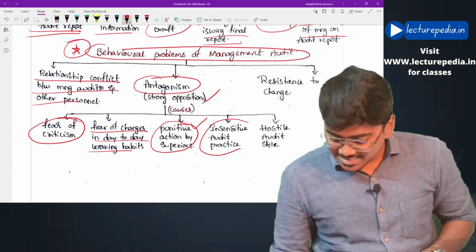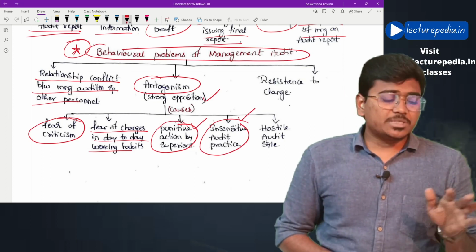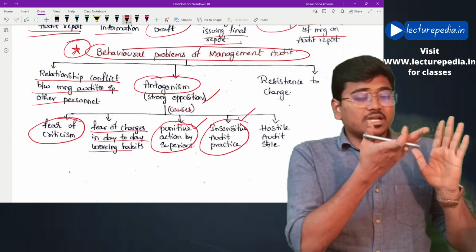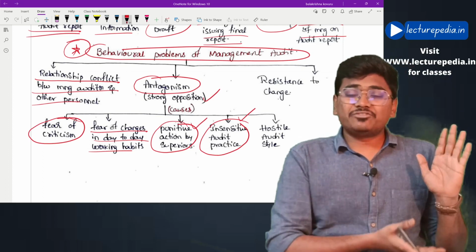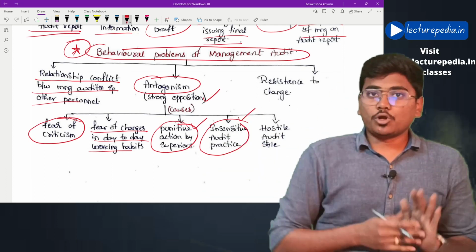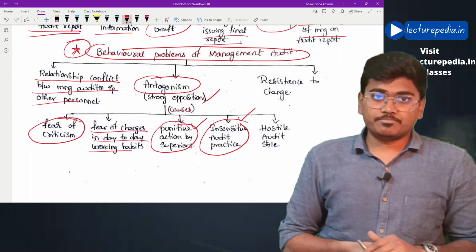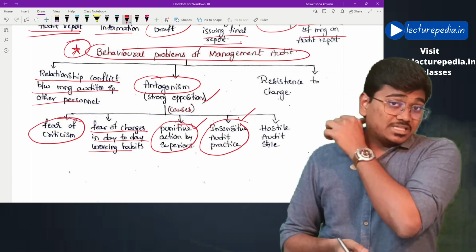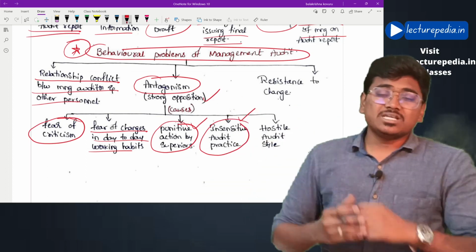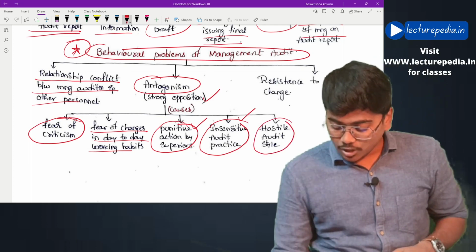And insensitive audit practice. Insensitive audit practice means generally what the management auditor gives in his audit report is, let's say, he will list all the inefficiencies, all the mistakes that have been performed by the employees instead of suggesting the improvements. So if this type of reporting is given, then obviously the employees will oppose the management audit. And hostile audit style.